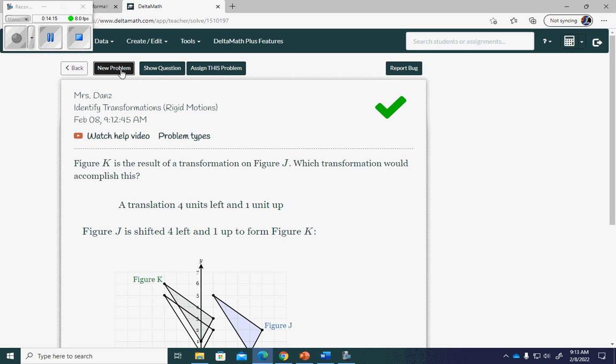We haven't done a dilation. I don't think dilations are going to be in this. Rigid motions, see this word rigid motions, actually means that we're just going to be doing translations, rotations, and reflections.